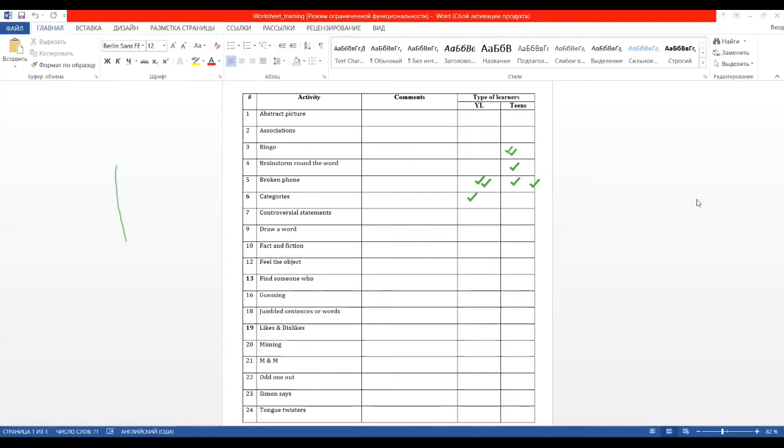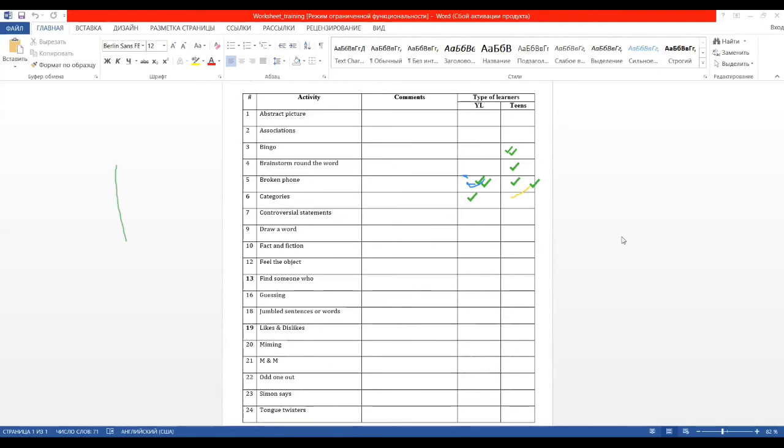Broken phone, and young learners and teens I have. Well, my young learners like it more than teens, because teenagers sometimes think that it's too childish, you know, but anyway, it's quite fun, and you can also practice some pronunciation, and it doesn't take a lot of time. It might bring a lot of chaos in the class, yeah, but well, here you should practice your managing skills.